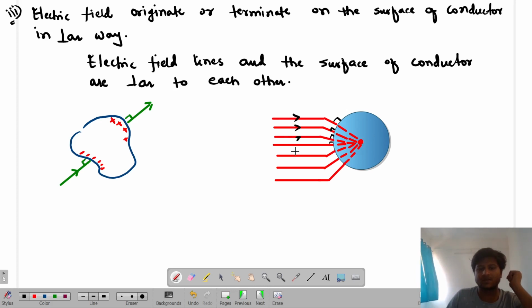And if the surface is negatively charged, this thing appears whenever we have any kind of conductor. Are you able to get me?